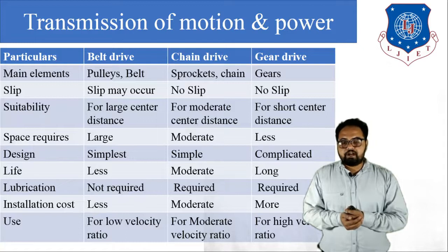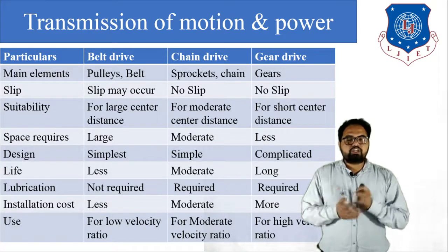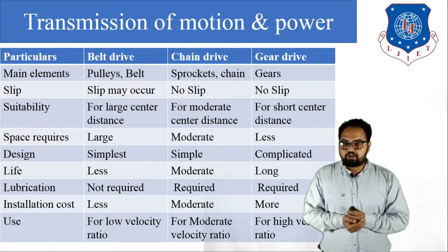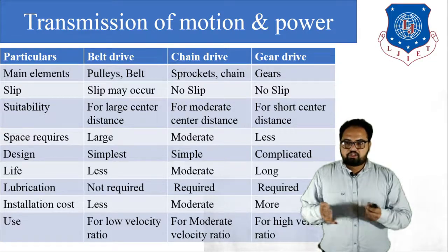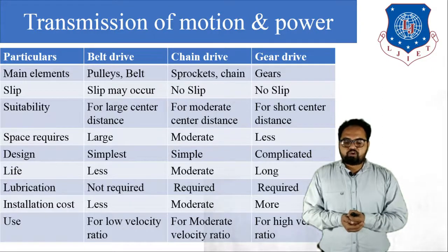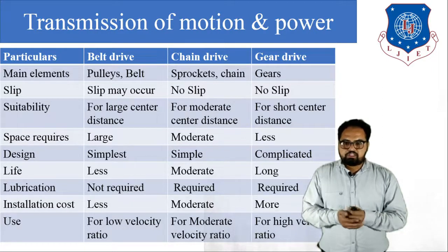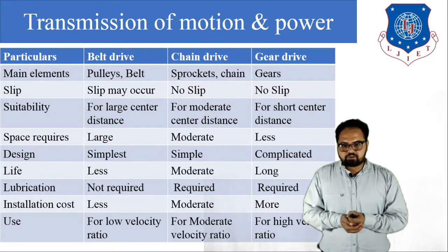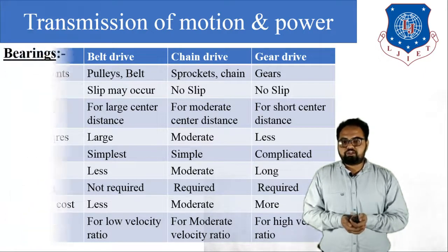Installation cost of the belt drive is less. Installation cost of the chain drive is moderate, and installation cost of the gear drive is more. The belt drives are used for low velocity ratio. Chain drives are used for moderate velocity ratio, and gear drives are used for very high velocity ratio.